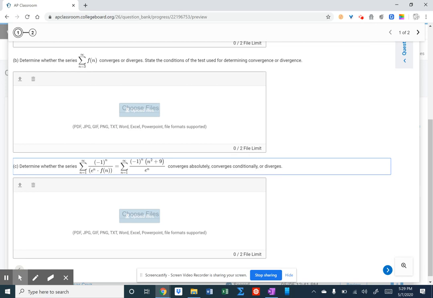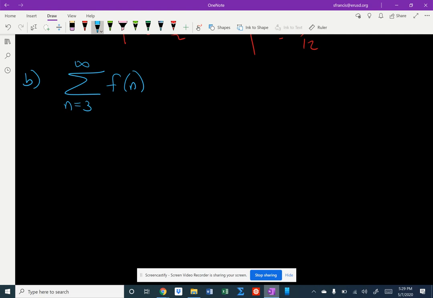So part B says to determine whether the series, which is the sum from n equals 3 to infinity of f of n converges or diverges, state the conditions of the test used for determining convergence or divergence. They really set up a simple problem here that most of you made overly complicated. And why I'm calling it simple is the work that we did in part A could be used to answer this question. Okay. Whoops, this should be an N. I don't know. Some of you put an X in there inside the summation, even though it should be an N. I hope they don't penalize you for that, but they could, so be careful.